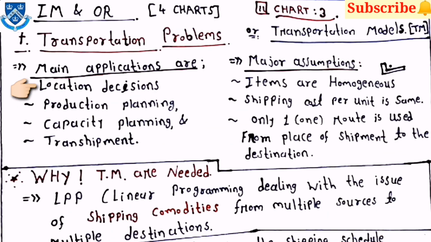Then, the main applications of the transportation models are location decisions, production planning, capacity planning and transshipment. Then there are major assumptions which are taken in the transportation models. First, items are homogeneous; second, shipping cost per unit is the same; and third, only one route is from the place of shipment to the destination.